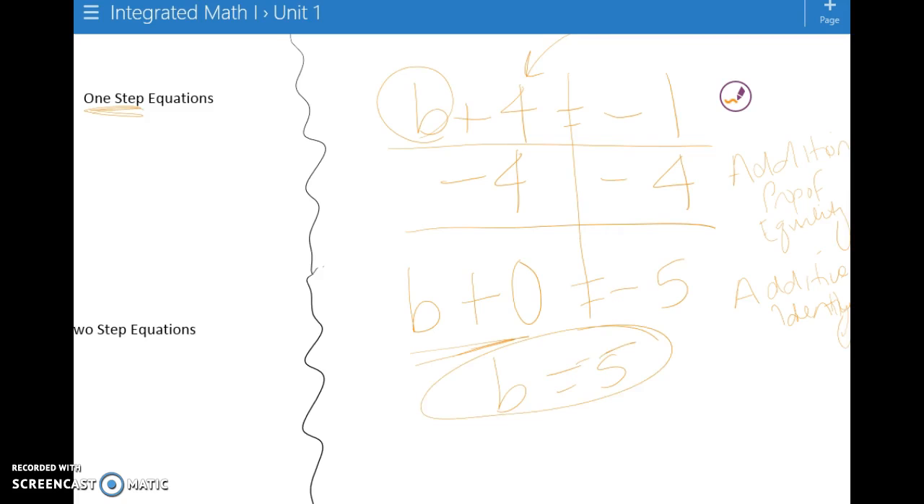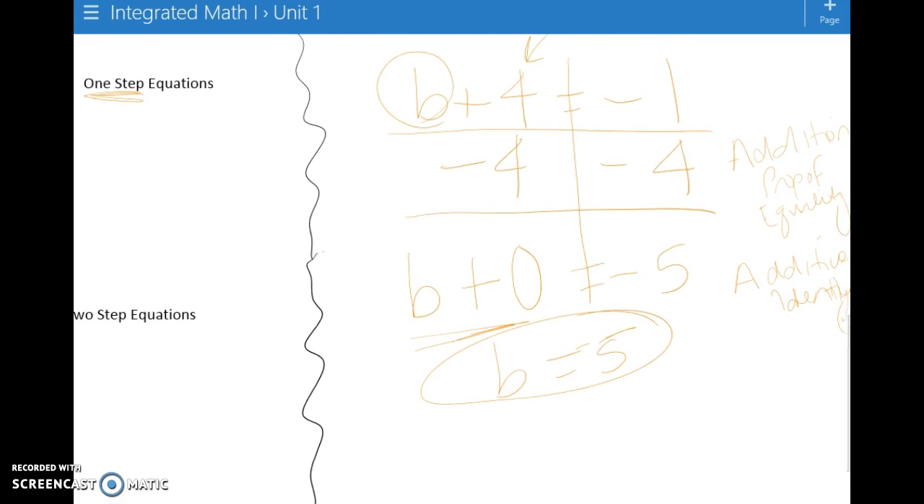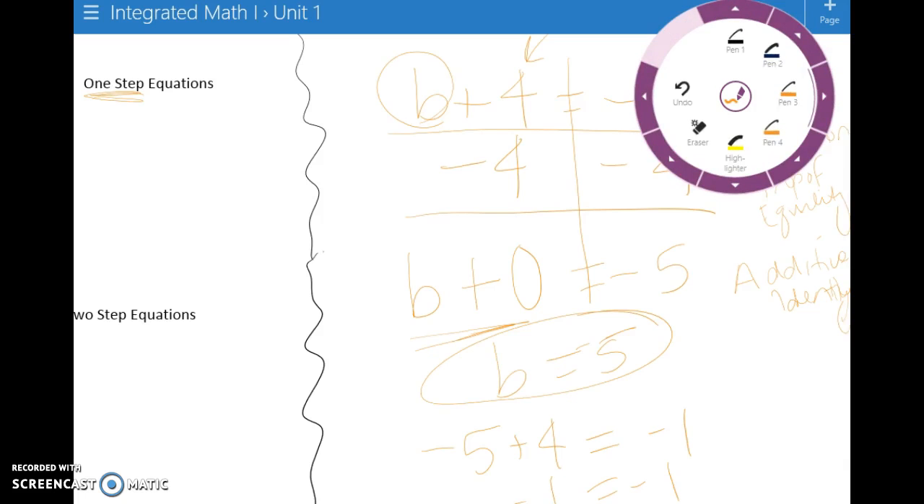Last step, you always go back, plug it in, and see if it worked. This is our evaluating. So -5 plus 4 equals -1. That's true because -1 equals -1.